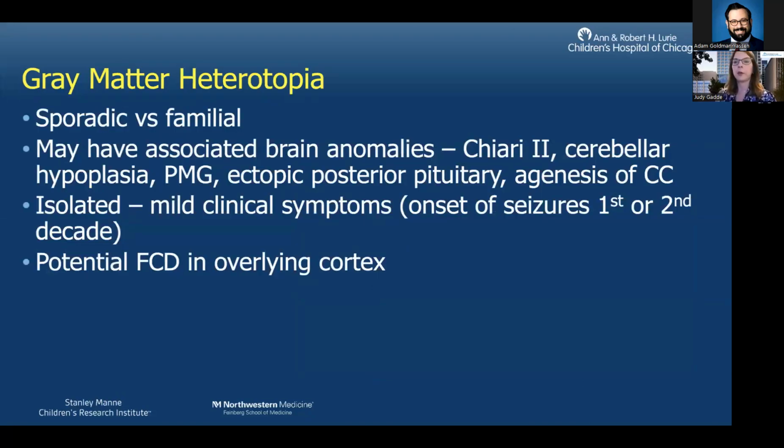Okay, so moving on to some other causes of epilepsy. Gray matter heterotopia. This can be sporadic or familial. It can be associated with other brain anomalies, including Chiari 2, cerebellar hypoplasia, PMG being polymicrogyria, which we will talk more about, ectopic posterior pituitary, agenesis of the corpus callosum, etc. If the patient just has an isolated gray matter heterotopia, they can have mild clinical symptoms and typically will have onset of seizures in the first or second decade of life. And pretty much like everything that we're going to talk about and have talked about thus far, they can also have potentially focal cortical dysplasia in the overlying cortex.